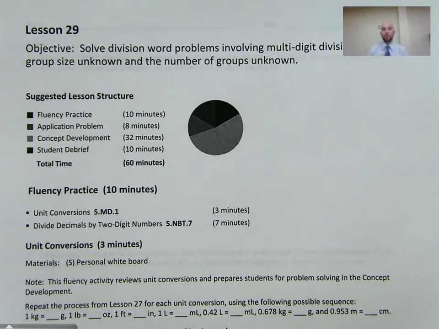Today, we're going to continue what we were doing in Lesson 28. We're going to be solving division word problems involving multi-digit division with group size unknown and number of groups unknown. So again, we're not going to know what the size of our groups are. We're not going to know how many are in each group. We're going to have to figure that out as part of our word problem.